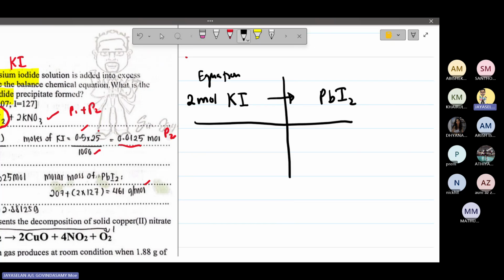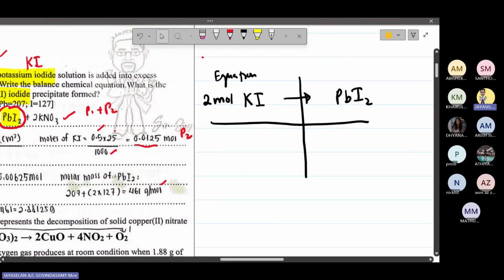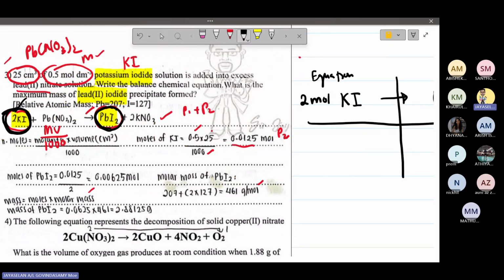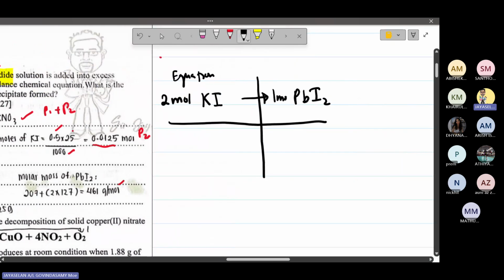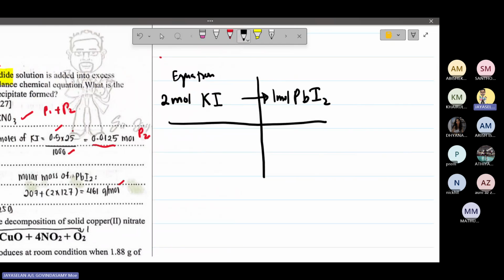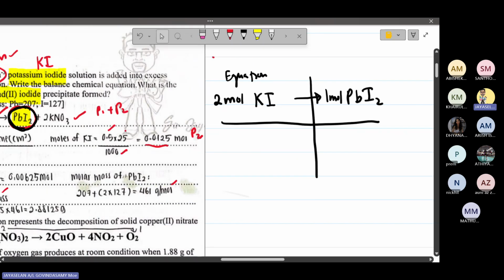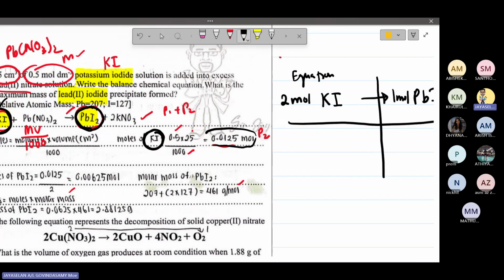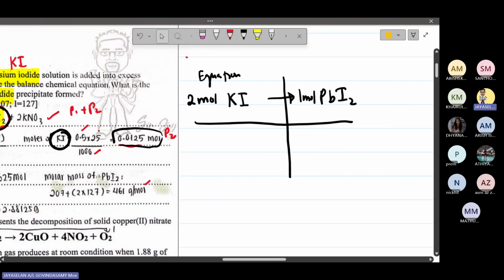2 mole become how many mole of what? React how many mole of lead to iodide. So kamu tengok di sini dia tak ada number kan? Bila tak ada number depan, you just do what? You all put 1 mole. 1 mole. 2 become 1. Very simple, you know. 2 become 1 mean half lah. Okay, mula-mula ada 2, tiba-tiba jadi 1, so half lah. So now what you do here, you have the information from calculation number of mole KI, right? How much value you get? 0.0125, right?